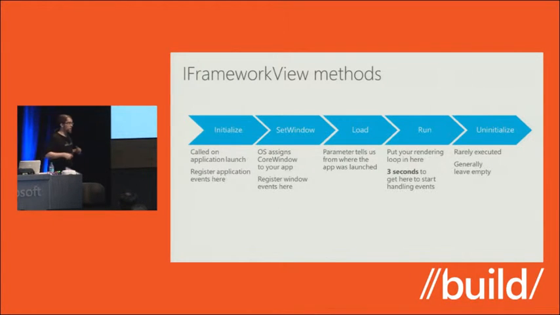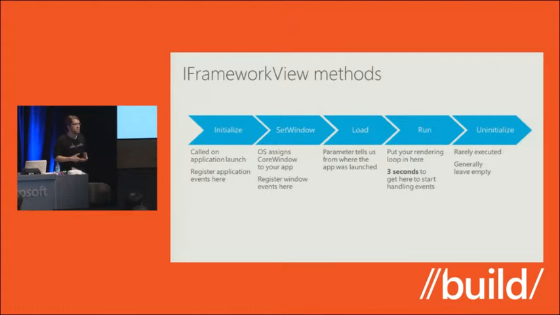The important takeaway from this slide, though, is this Run method. You have 3 seconds to get here and start processing events. The Run method is where your rendering loop is going to be. You'll make an API call called ProcessEvents, and you have about 3 seconds to actually get there. Otherwise, Windows 8 will determine, oh, hey, maybe it's hung, maybe it crashed, I don't know. But it's going to terminate your app if you don't get here fast enough. That's why you can do things like secondary splash screens to start processing events while loading all your assets.